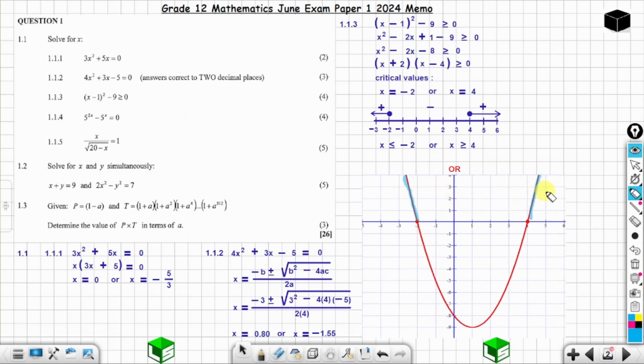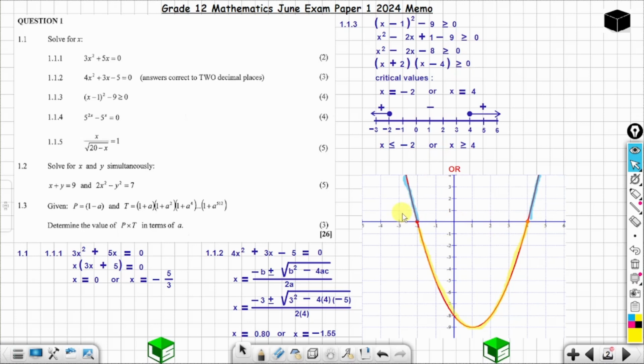Okay, only this, because you have greater than 0. So greater than 0 means positive. So above the x-axis, the graph is positive. Below the x-axis, the graph is negative. Okay, so we don't want this. We want greater than 0, above the x-axis. And we also have equal. So -2 and 4 are included.